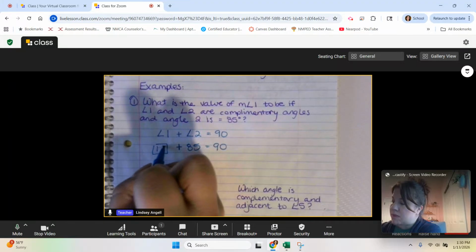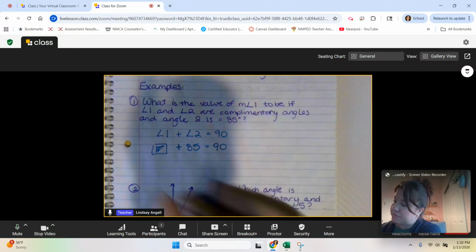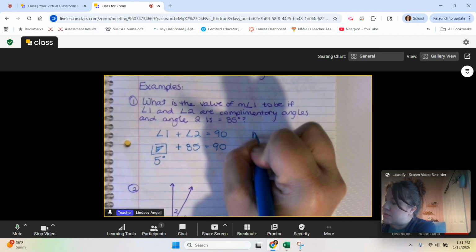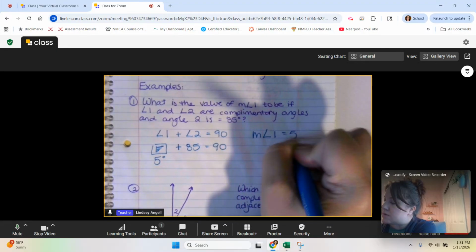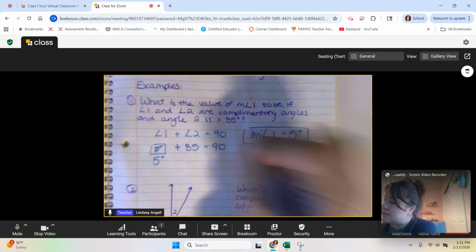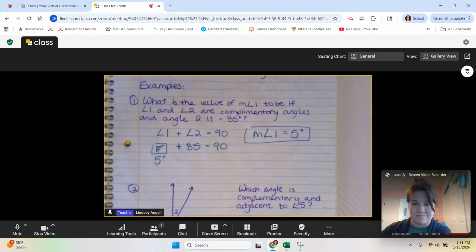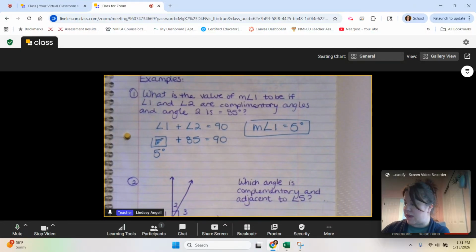Which would be, oh man, I almost messed up. That would be 5 degrees. So the measure of angle 1 equals 5 degrees. Okay, that's a 5, not a 6. My pen kind of trailed there.